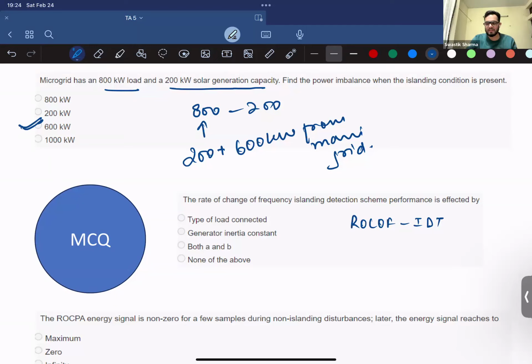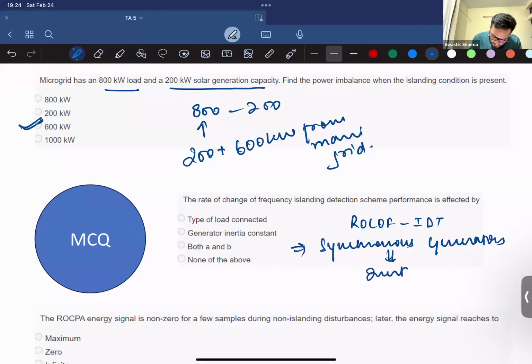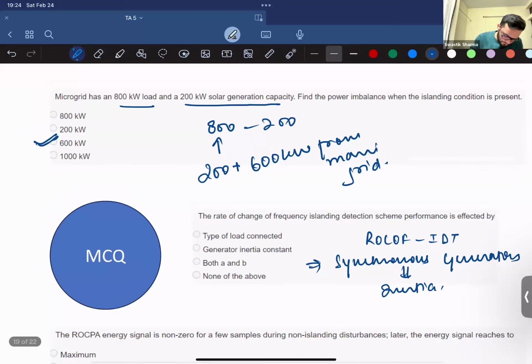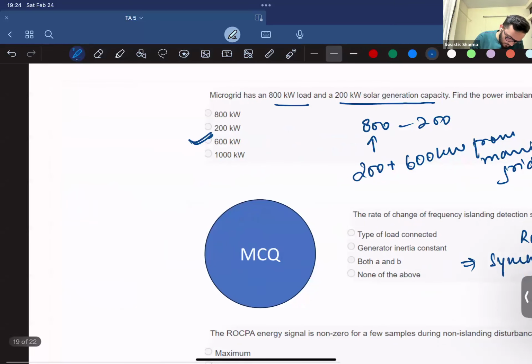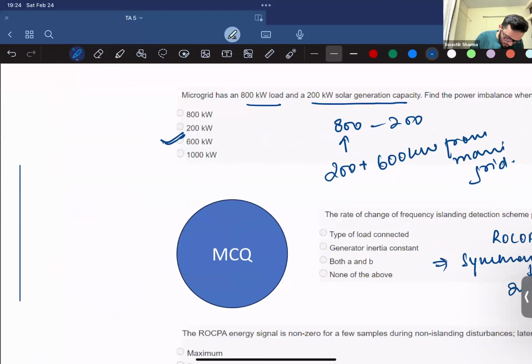No one? I did touch upon this earlier. So let's say, what I told you was, synchronous generators, they have inertia, right? So what is this inertia? I have to delve into some context that I didn't want to, but let's do it.